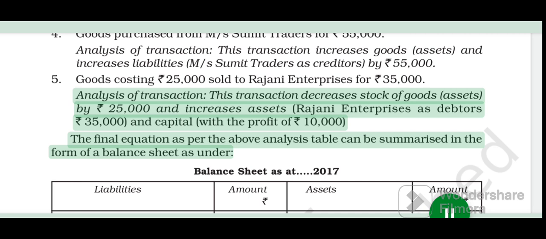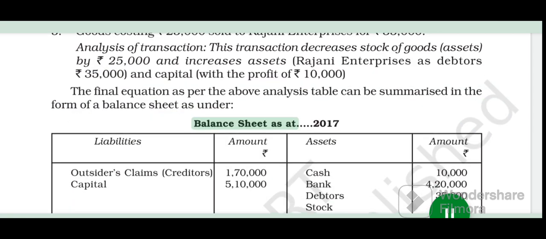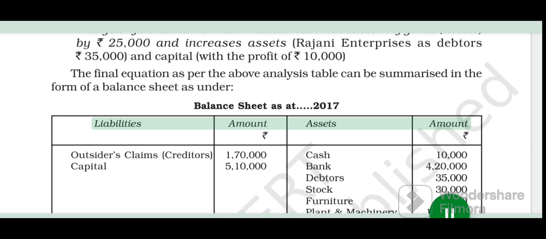The final equation as per the above analysis table can be summarized in the form of a balance sheet as under. Balance sheet as at 2017. Liabilities, amount; assets, amount.